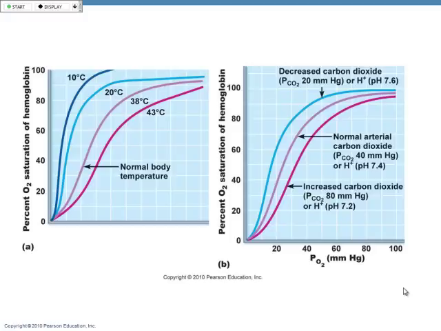Normal body temperature. Oh, I just gave you the answer. Yeah, 38 degrees what? Celsius, which is what? Well, 37 degrees Celsius, or 98.6 degrees Fahrenheit. That is the best saturation curve. Well, you're saying, no, Maria, 10 degrees is better. No. How come?